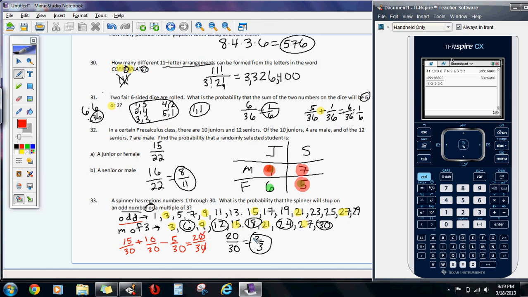Again, it reduces to 2/3. I hope you have enjoyed this review, and I hope you put in the time to do well on our quarter 3 tests.